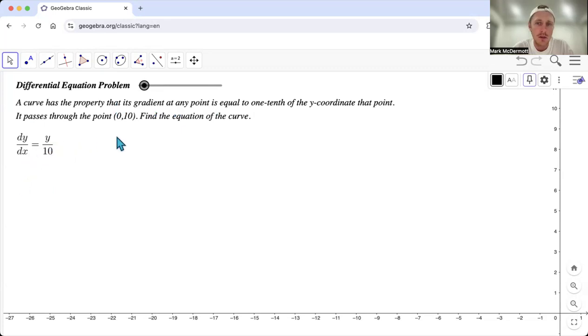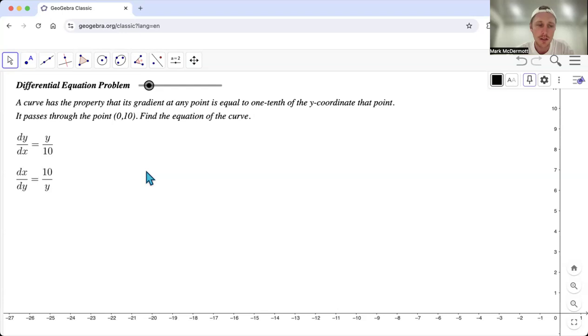Okay, what we can do from here is exploit one of the properties of differential equations which we spoke about, which is that we can sort of treat them as fractions. So dy/dx can be thought of as a fraction, and so we can flip both sides. So we get dx/dy equals 10 on y.